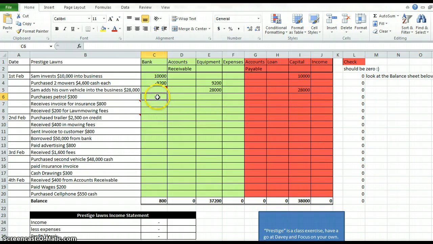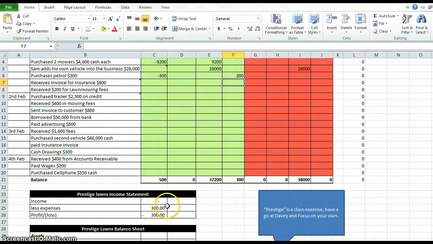Now we have our first of expenses, petrol. Needs petrol to mow the lawns. So we're going to minus $300 from the bank, assuming this is cash. And because petrol is an expense, we're going to put $300 into expenses. Expenses will only go up. Note now we have an income statement, we have a loss of $300.